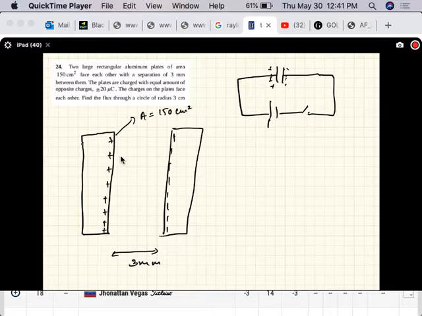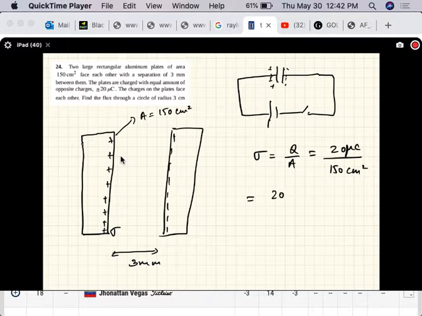Okay. So sigma, the surface charge density, is given by the charge divided by the area. On this plate you have positive charge density, and on this plate the charge density is negative, but the magnitude of sigma will be the same. Okay, and sigma is 20 microcoulombs divided by the area of the face, 150 centimeters square.